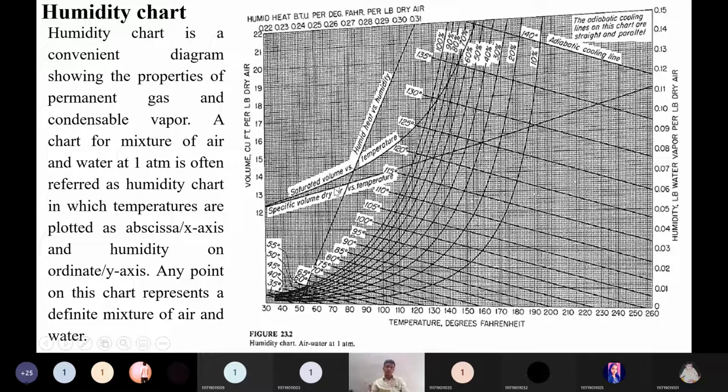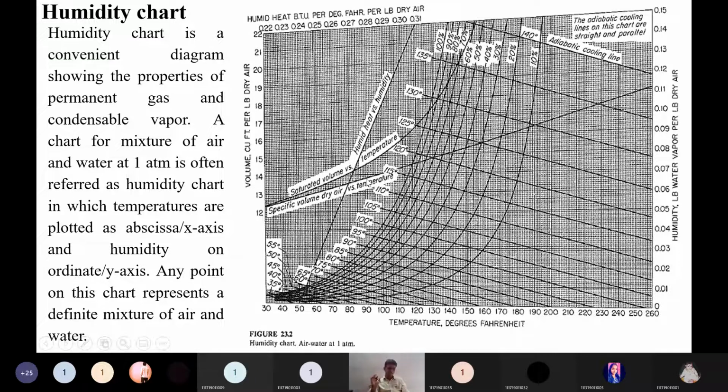After linearly interpolating between the saturated volume line and the specific volume of dry gas line, we can get the value of the humid volume, VH, for a specific percentage humidity. Also there is the relationship between the humid heat and the humidity: CS versus the humidity will be represented by this line.